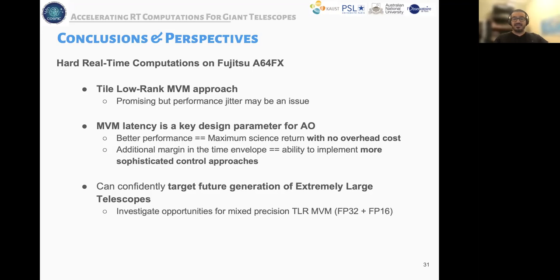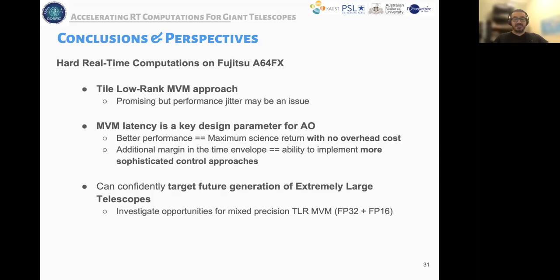So MVM latency is a key design parameter for adaptive optics. If we can get better performance, we can maximize the science return with no overhead cost. So we have additional margin in the time envelope. This will translate into the ability to implement more sophisticated control approaches to eventually improve again the image quality.